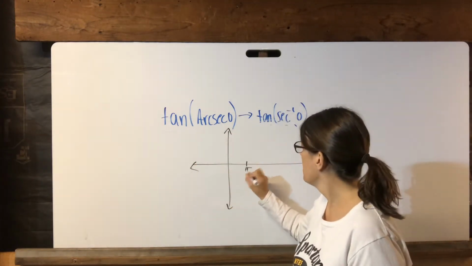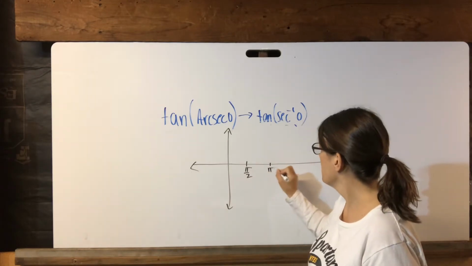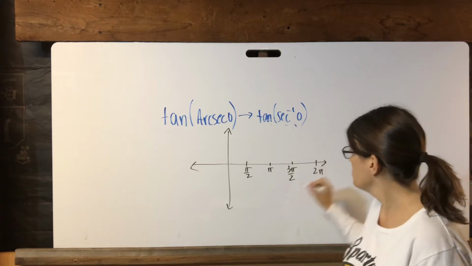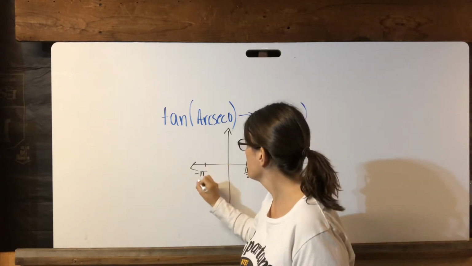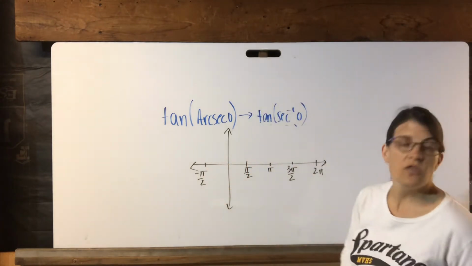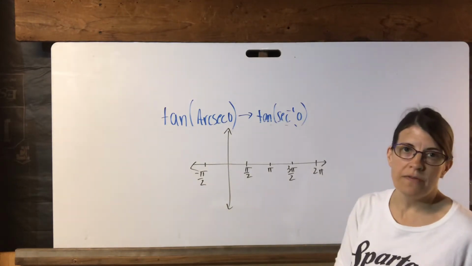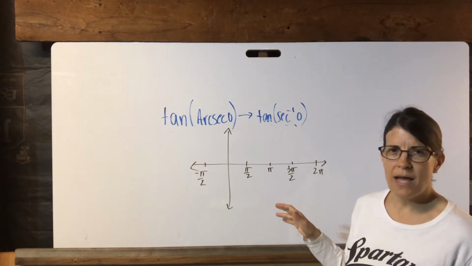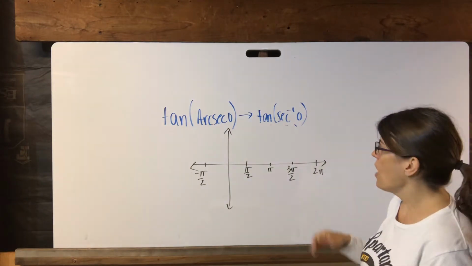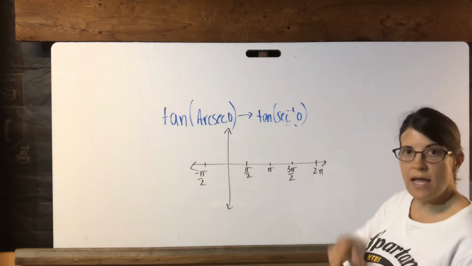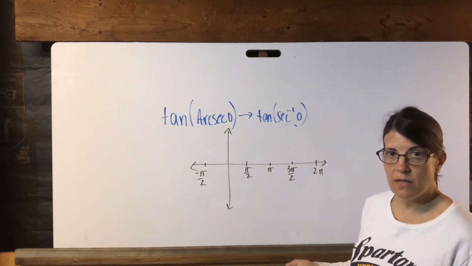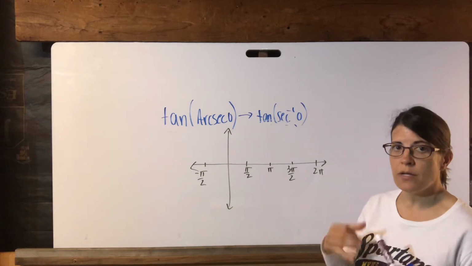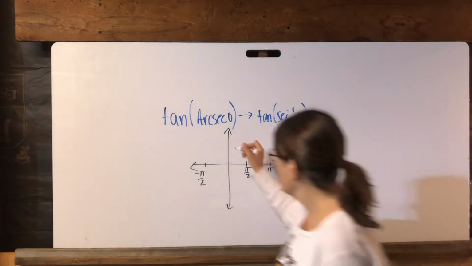So pi over 2, pi, 3 pi over 2, 2 pi, and negative pi over 2. This is another way to look at how I got undefined and what that means. We have not done secant graphs, I don't think we did, at least. So I'm going to construct secant as being 1 over the cosine. Secant is 1 over cosine. Let's start with a cosine graph.